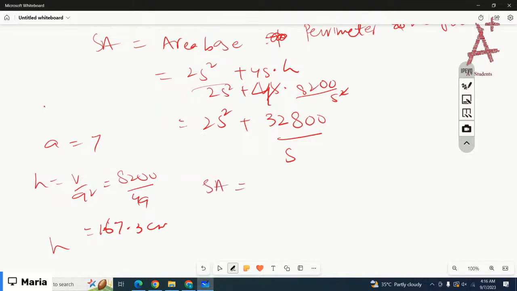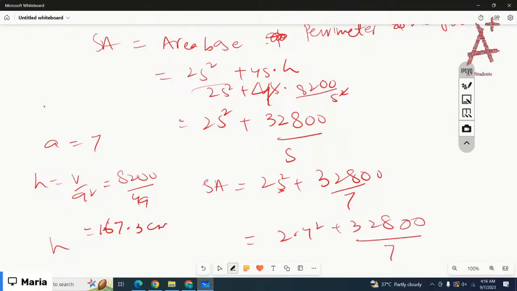Then the surface area is 2s square plus 32,800 divided by s, where s is 7, right? 2 times 7 square plus 32,800 divided by 7. So when you calculate, it would be 4783.7. That is the surface area, right?